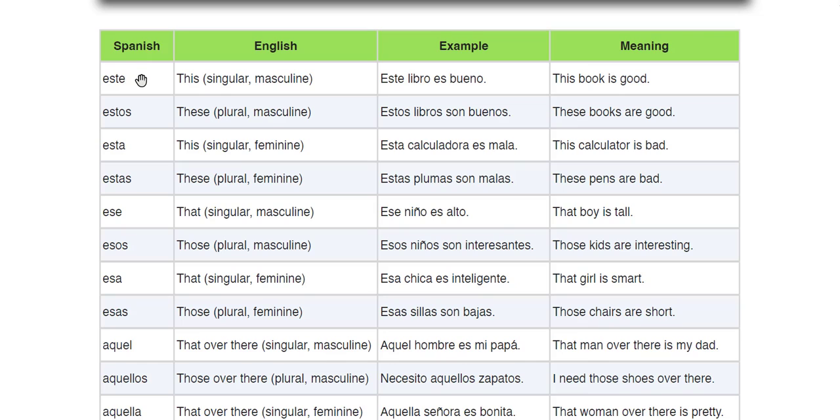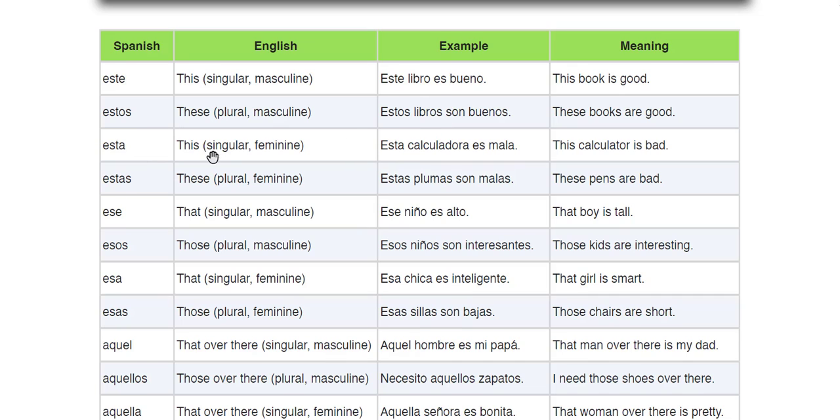To say this, we can say este. Este is the masculine singular form. So, for example, if I wanted to say this book is good, I could say este libro es bueno. Just like our other adjectives, these are matching the nouns that they are modifying or describing. If I want to say these, I could say estos libros son buenos. These books are good. Everything is hinging on that main noun in the sentence.